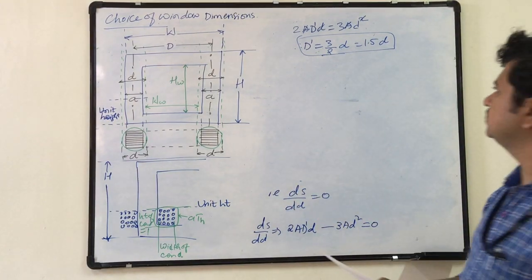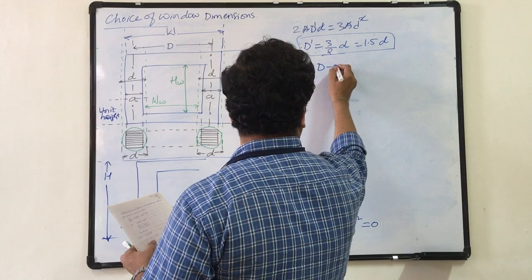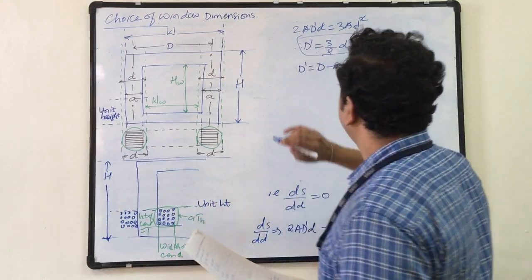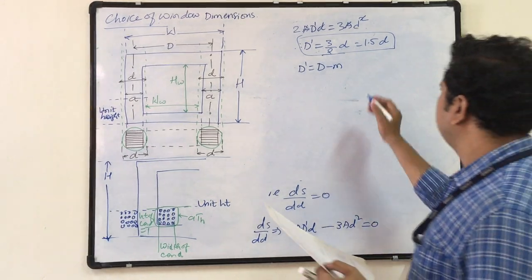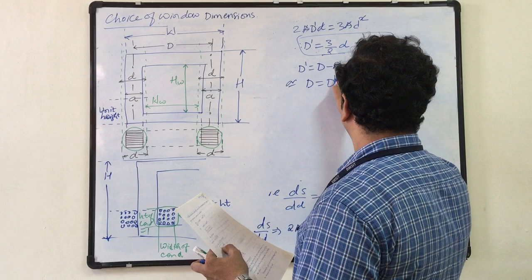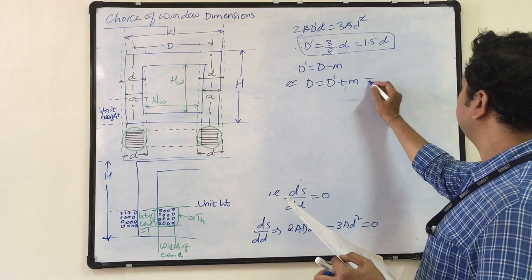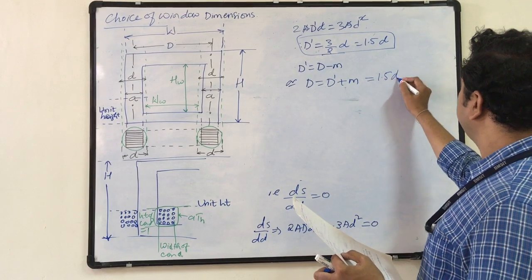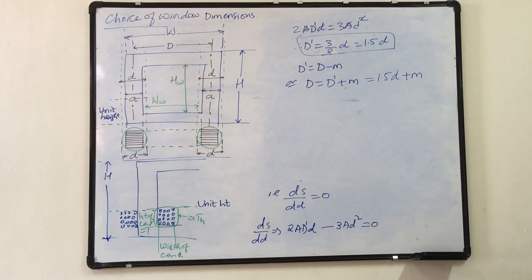But what is D dash? D dash is equal to capital D minus m, or capital D is equal to D dash plus m. I have the value of D dash, substitute here. So 1.5 into D plus m.